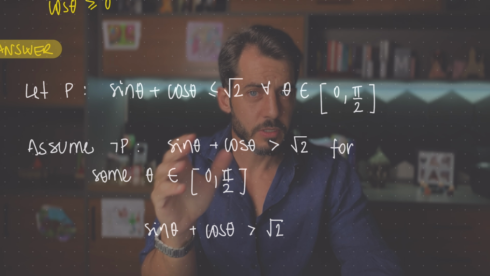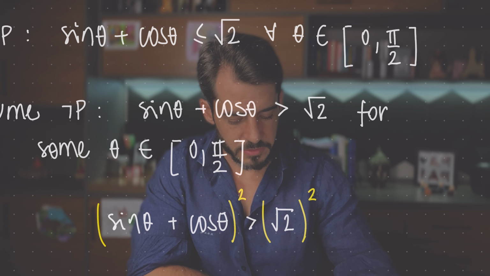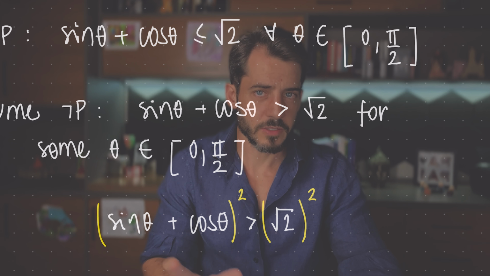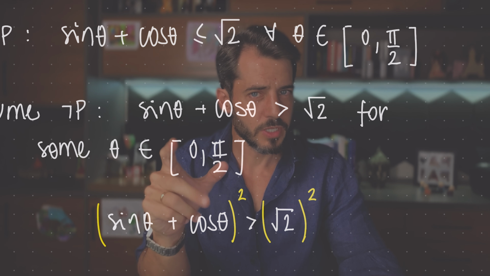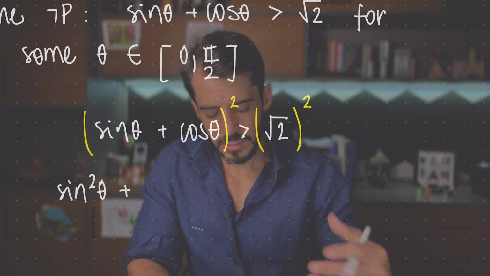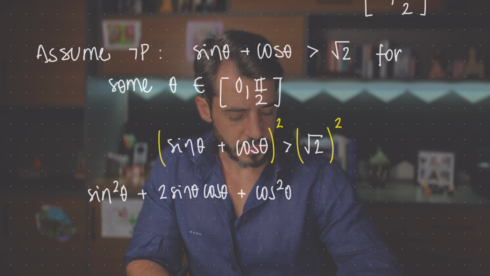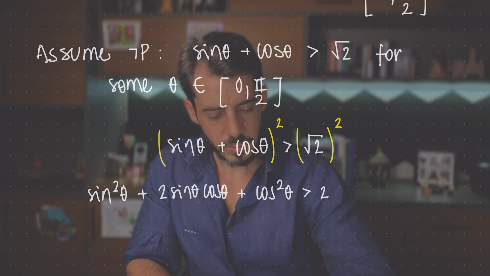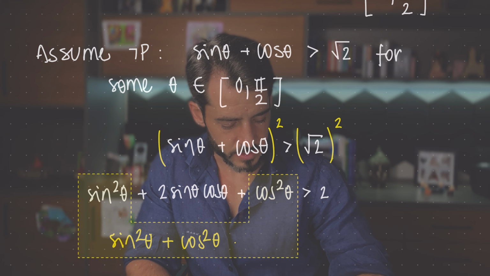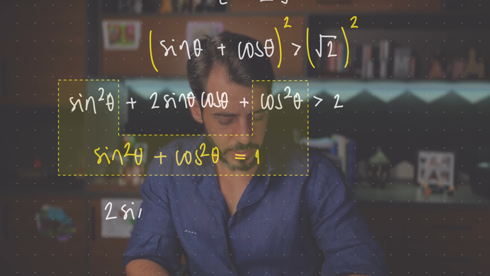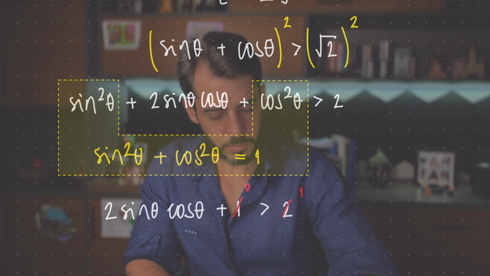Now what we can do here is to first remove the root. We are going to square both sides, and given that sine of theta and cosine of theta are positive, squaring both sides will not flip or change the direction of the inequality. So we have sine squared of theta plus 2 sine theta cos theta plus cosine squared of theta greater than 2. Now, knowing that sine squared of theta plus cos squared of theta is equal to 1, we can rewrite this inequality as such, and we can subtract 1 from both sides.